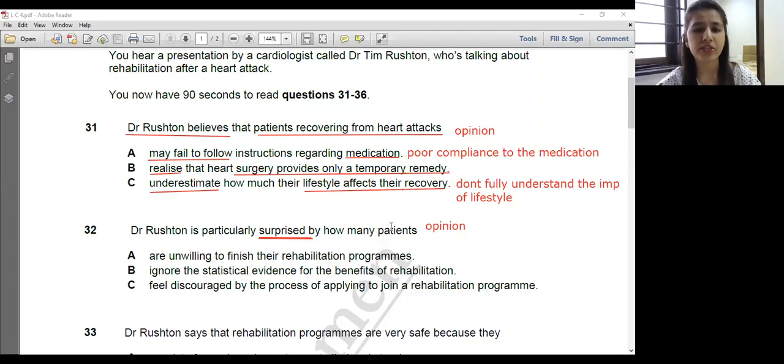So now, how many patients are unwilling to finish? That means they may be starting the rehabilitation program, but then they are not able to finish it, or they are not willing to finish the program. Ignore the statistical evidence about benefits of rehabilitation. Ignore means I know it, but I still choose not to pay attention to it, right? Ignore doesn't mean unaware. And feel discouraged. So the negative words really help me to pick up the focus of each answer choice. Okay, all three are negative. May feel, unwilling, ignore, discouraged. So that gives me an idea that he's surprised by the patients' negative attitude.